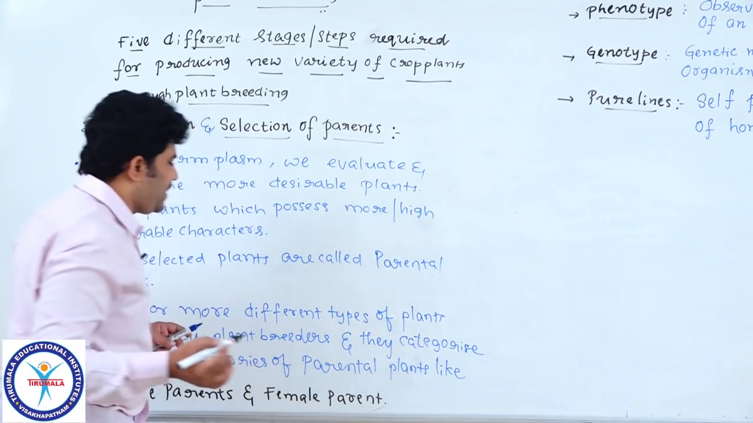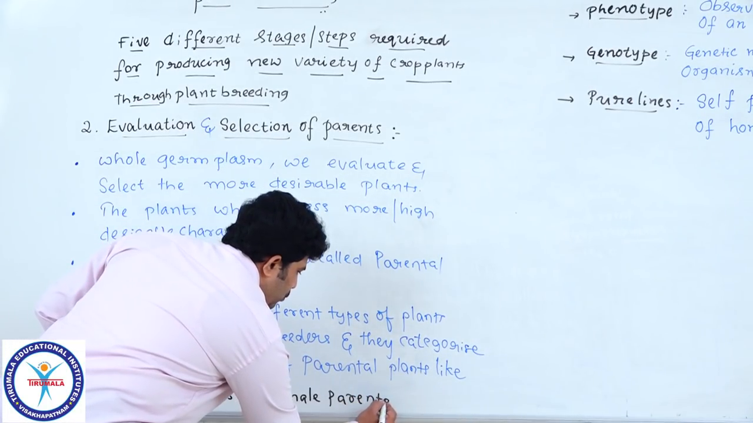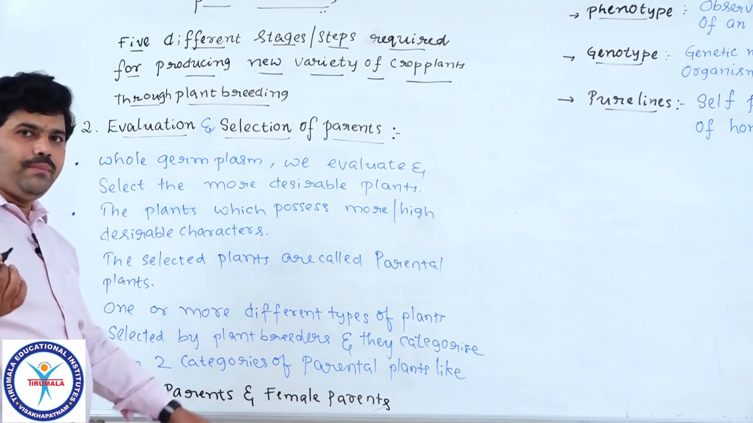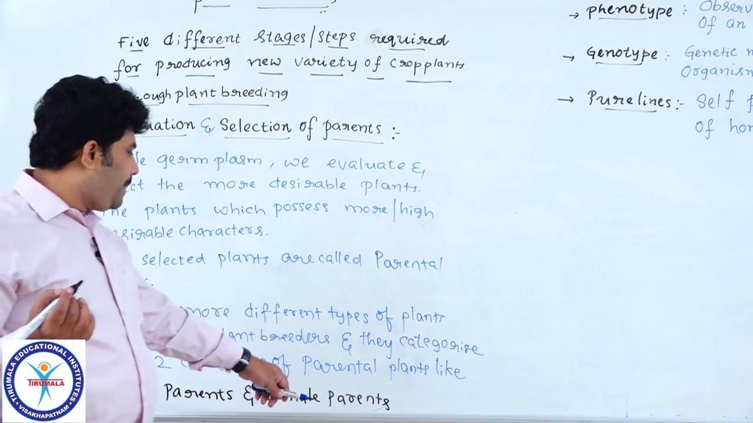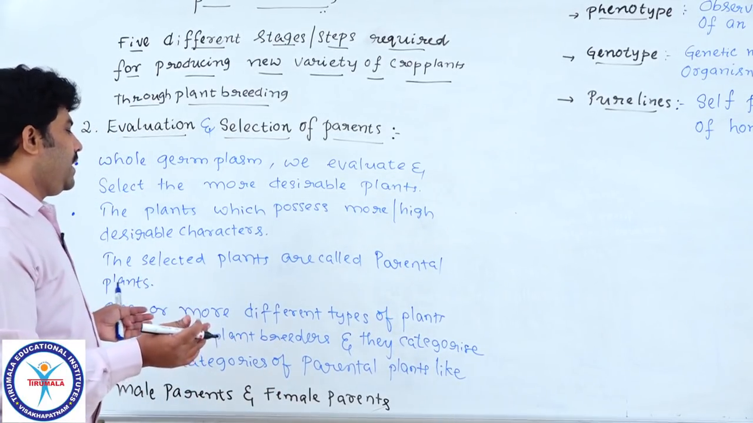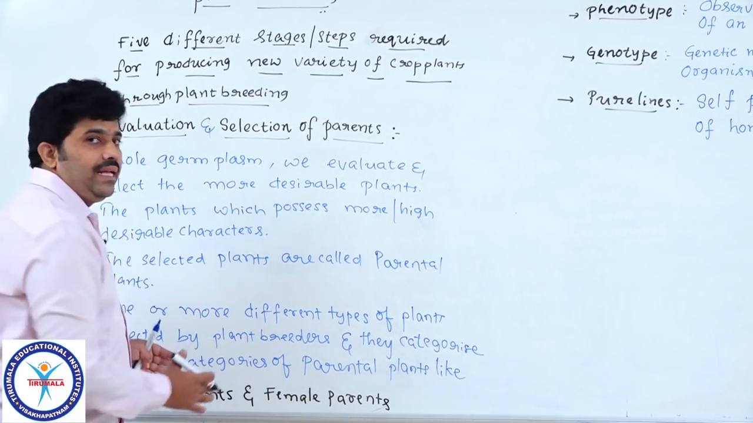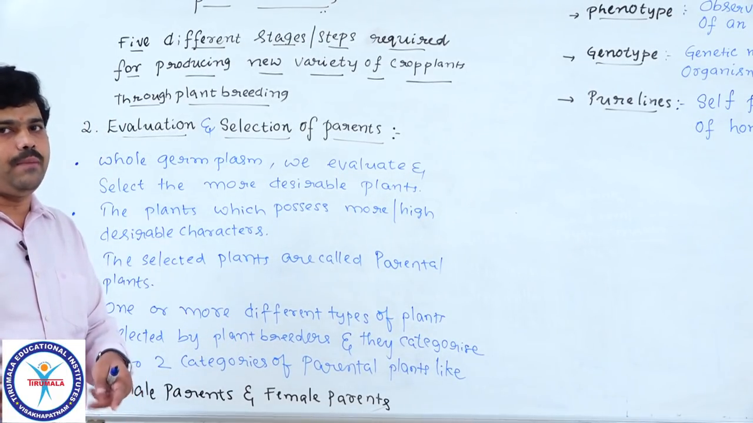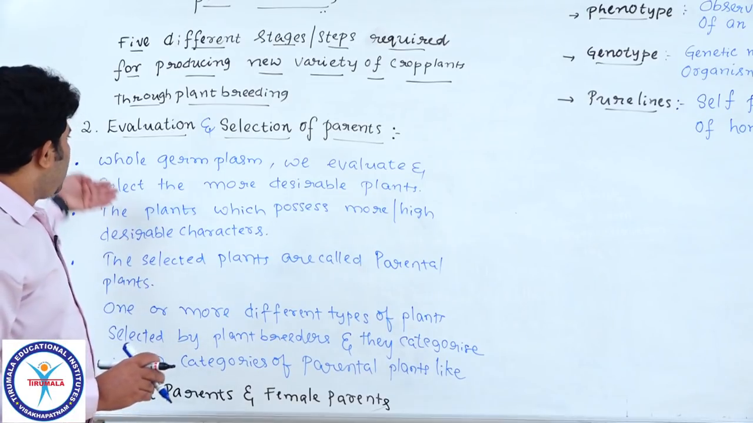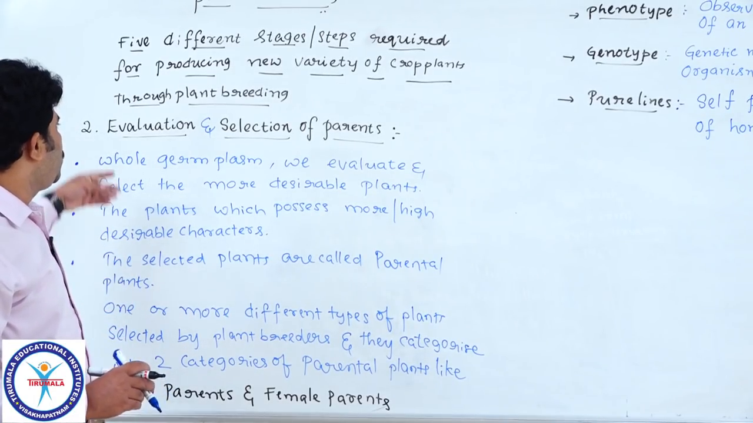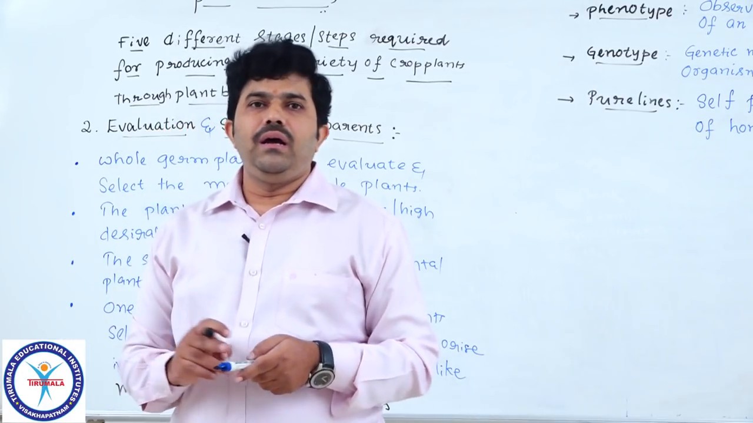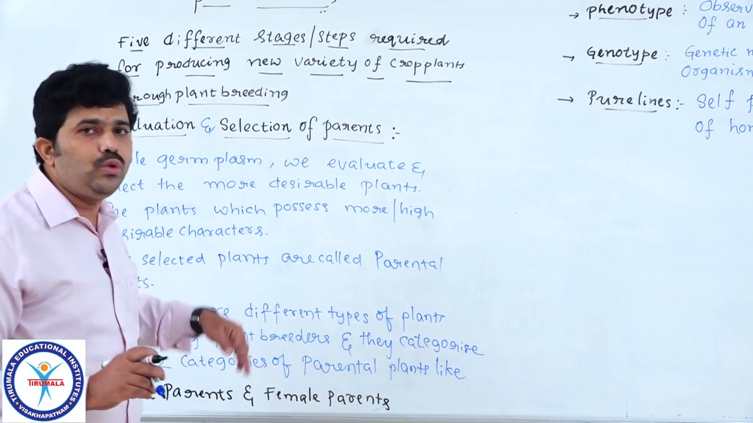To do the cross hybridization requires parents of two different genders or sexes, that is, we call them male and female. So male parents and female parents, we separate in the group of plants we collected, evaluated and selected as parental plants for the next process in plant breeding. This is the process we do in plant breeding as the second step.